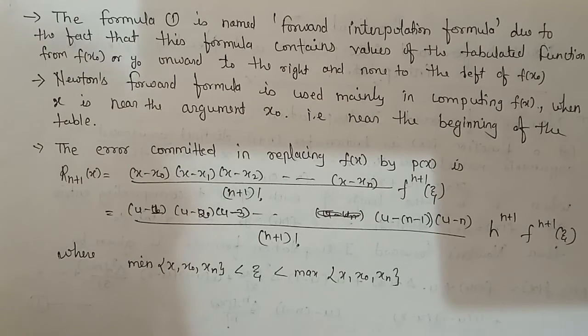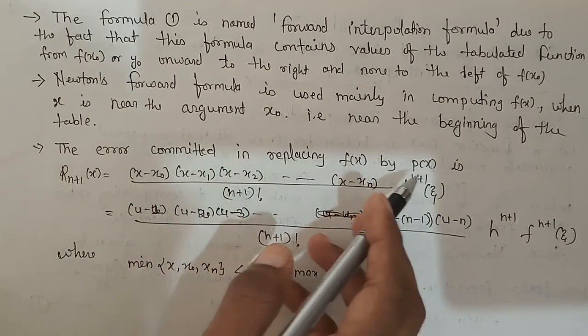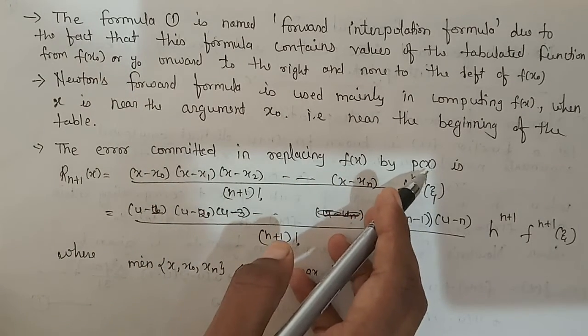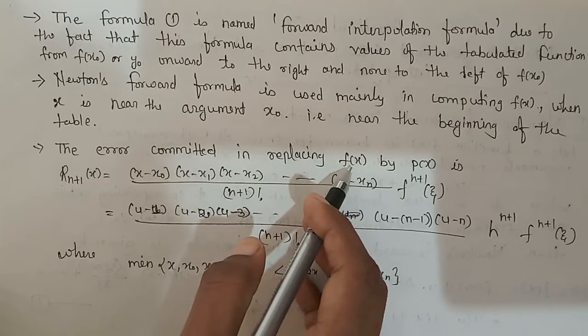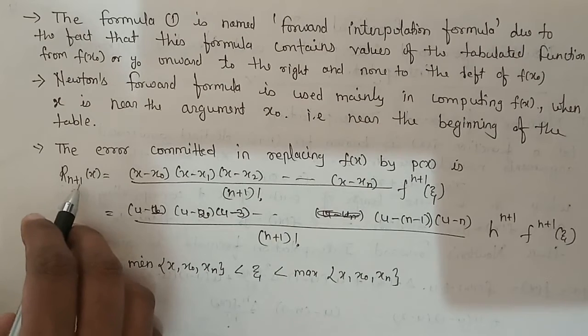So obviously there is some error. So what is that error? Here is the error committed in replacing f(x) by p(x). Here p(x) was a polynomial and we have replaced f(x) by this, so obviously there is some error. So this error is calculated by R_{n+1}(x).